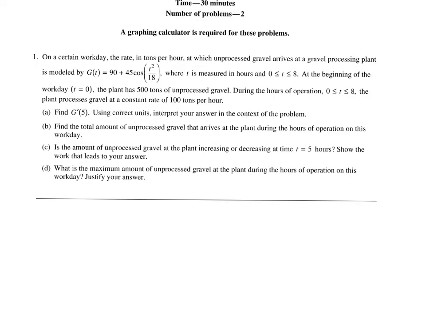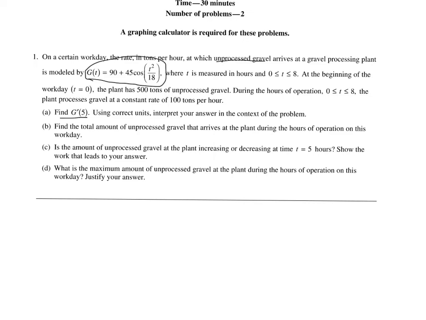Part A says the following: find G prime of 5 using the correct units. Interpret your answer in the context of the problem. So let's read the problem. On a certain workday, the rate at which unprocessed gravel arrives at our plant is modeled by this function. So what I've circled in black here, that function is the rate at which things arrive. T is measured in hours. We have from hour 0 in our workday to hour 8 of our workday.